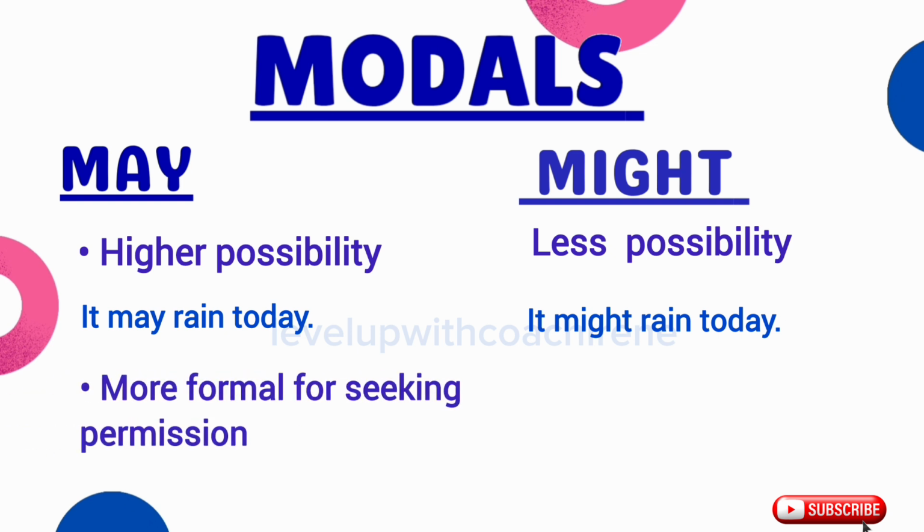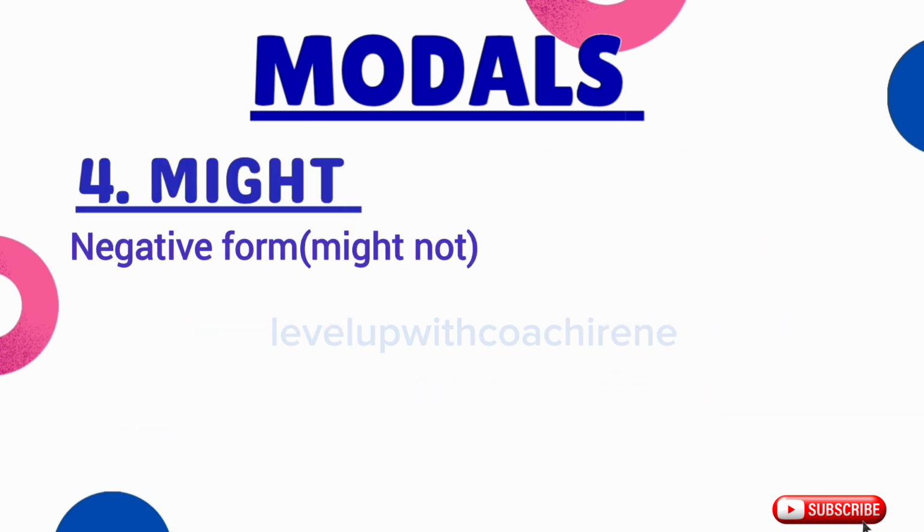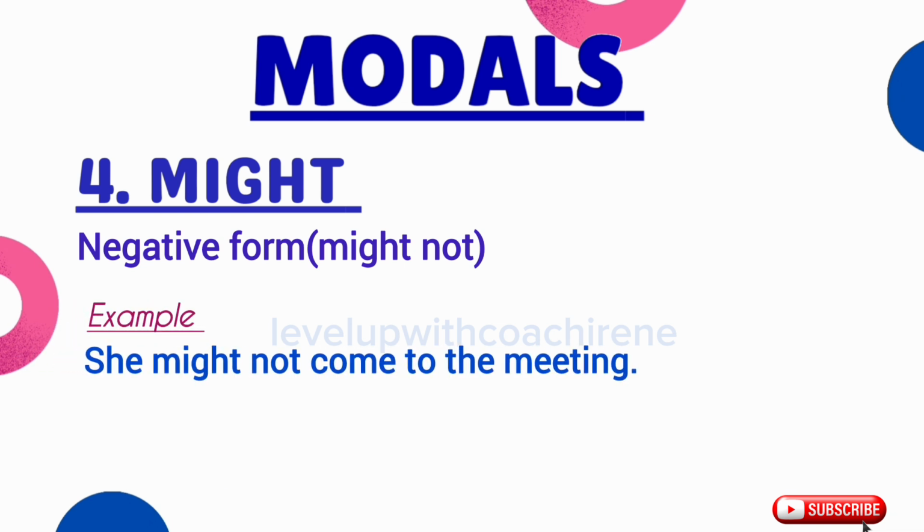In addition, may is more formal for permission, while might is used more for possibility or hypothetical situations. The negative form of might is might not. It doesn't have a contraction form. For example, she might not come to the meeting. Might is a flexible modal verb that allows speakers to express uncertainty, politeness, and hypothetical outcomes effectively.